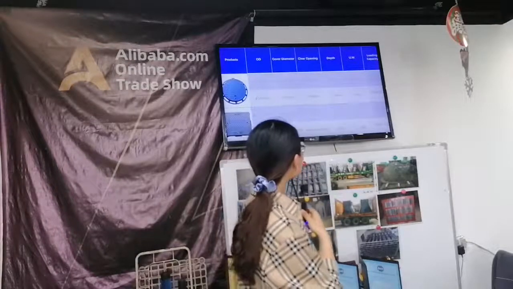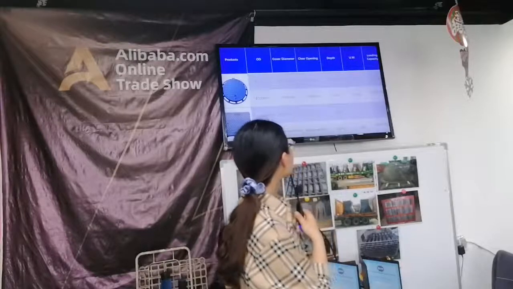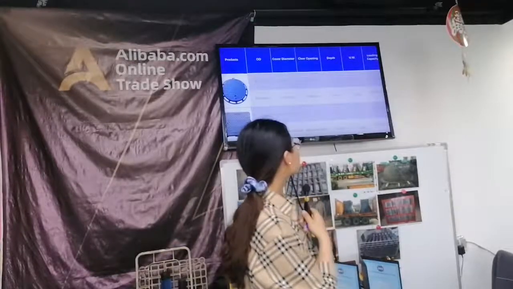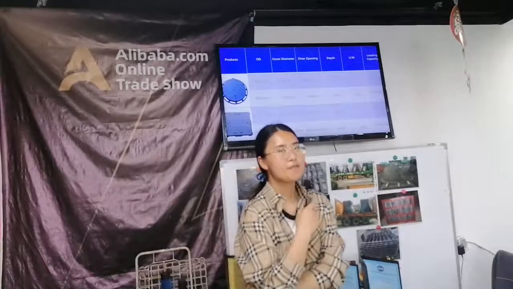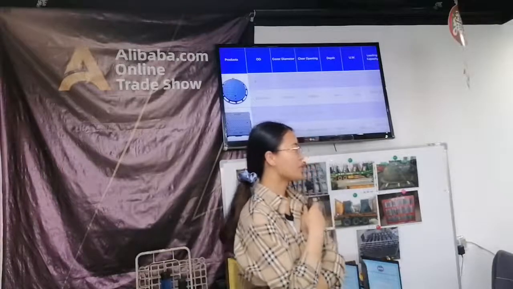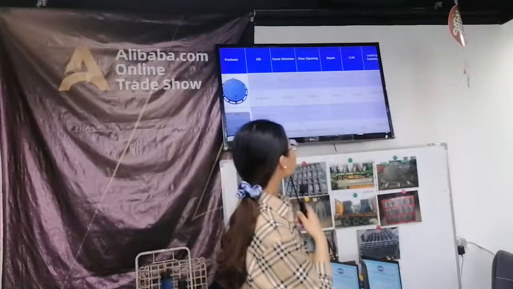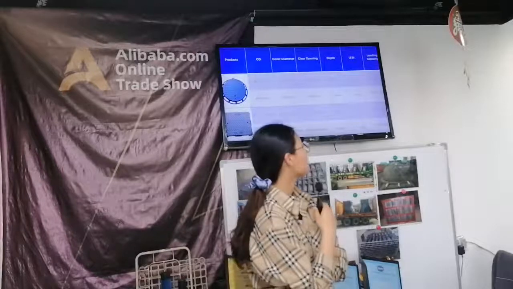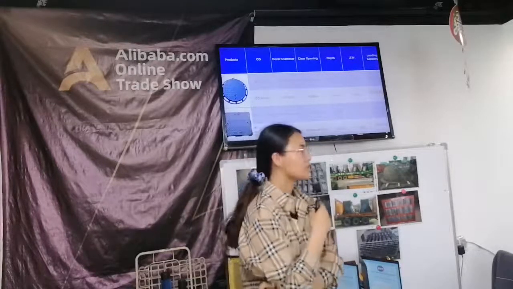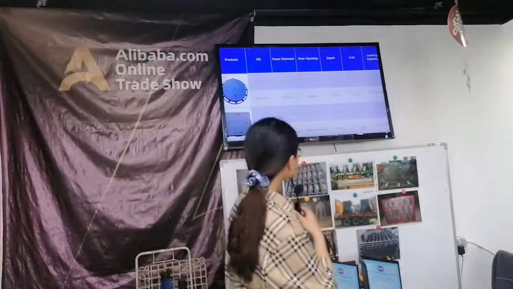Another one. For this one, the outer diameter is 1000 millimeter. The cover diameter is 755 millimeter. The clear opening is 700 millimeter. The depth is 70 millimeter, and the unit weight is about 70 kilograms.